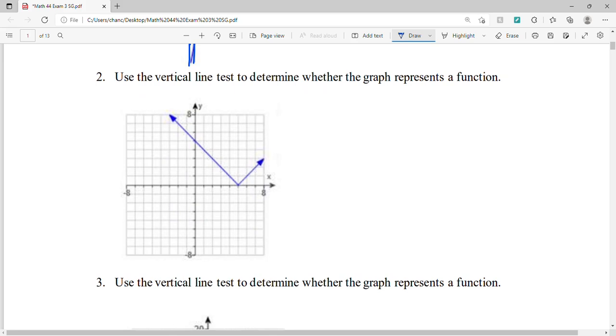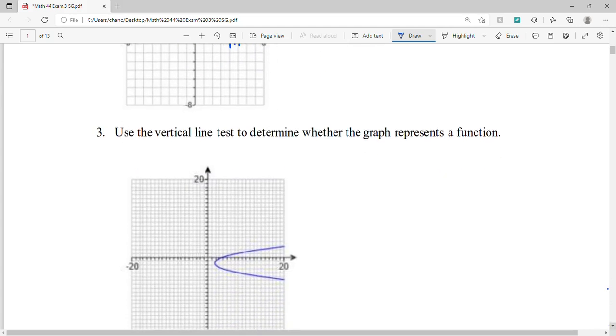Question 2, again we'll use the vertical line test to determine if this graph represents a function or not. Every single vertical line that I can draw will never intersect more than once. So this is again a function.